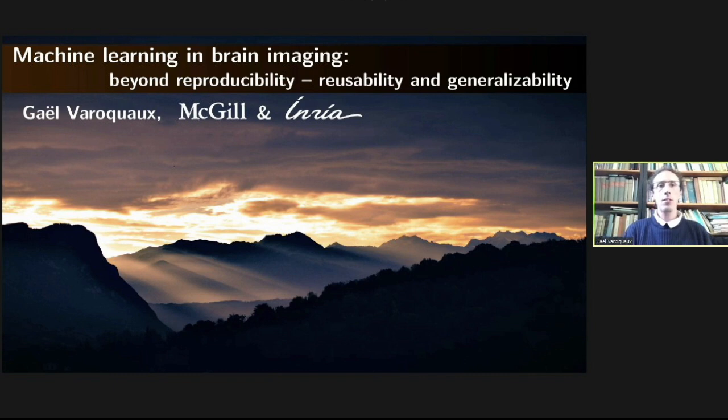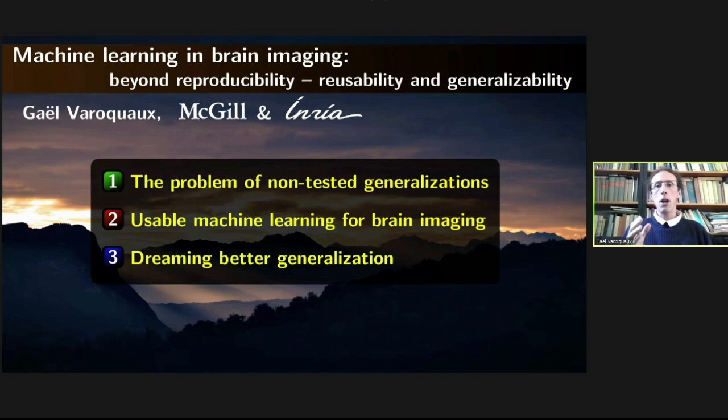Hi, I'd like to talk about better machine learning in brain imaging, and I'd like to move the focus from reproducibility to reusability and generalizability. First, I'll talk about the problem of non-tested generalizations. Then I'll talk about usable machine learning for brain imaging, and then I'll mention my dreams about better generalization.